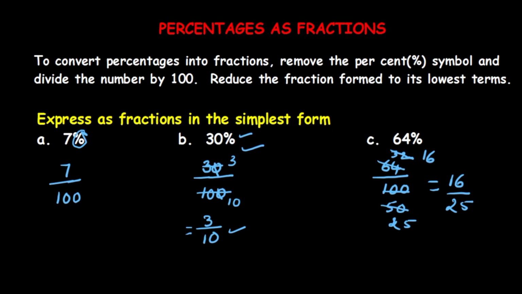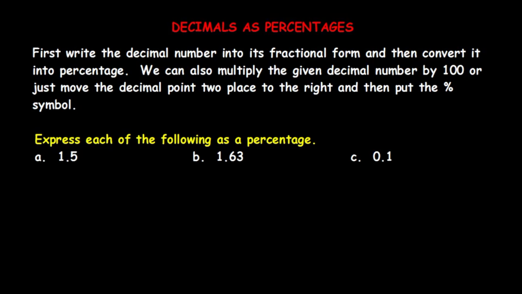So how fractions convert into percentage was what we discussed previously, and now this is the percentage to fraction. So the next model, decimal as percentage. How to do that? You can observe on the screen, we have some decimals like 1.5, 1.63, 0.1. How can these numbers be converted into percentage?